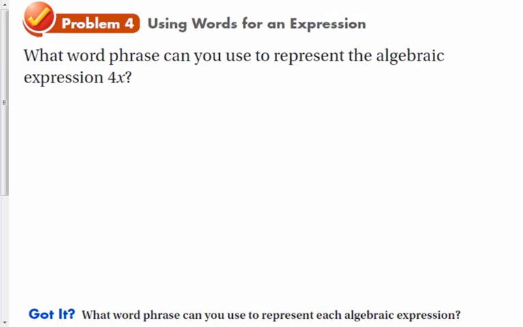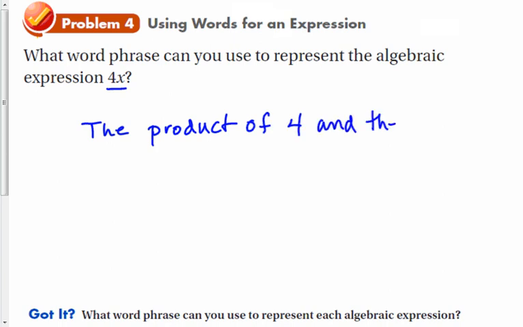Check your answers. All right, now here we're going to put an expression into words. So our expression is 4x. Now remember that if there is no symbol, that's multiplication. So there's a couple ways we can do multiplication, and I'm going to try and get you in the habit of using the word. So we're going to use the word that means multiplication, which is the product. So we're going to start with the product because we know it's multiplication. And we need the product of two things, 4 and the number x. Product of 4 and the number x.